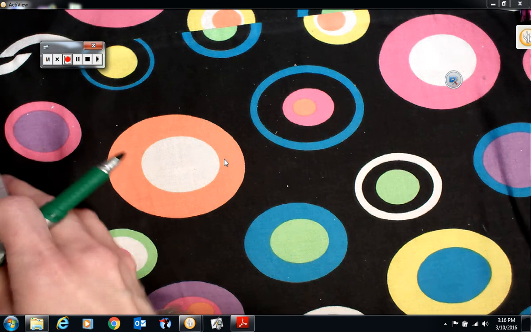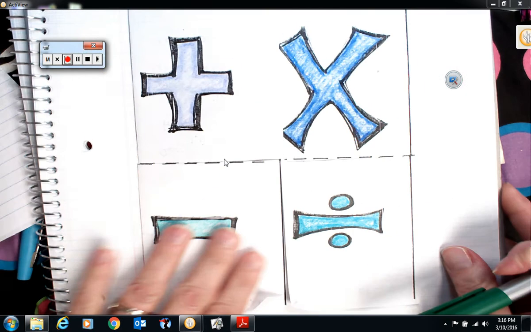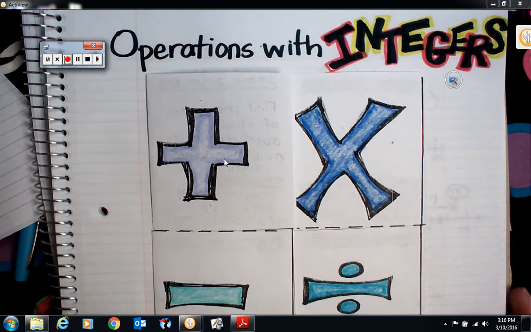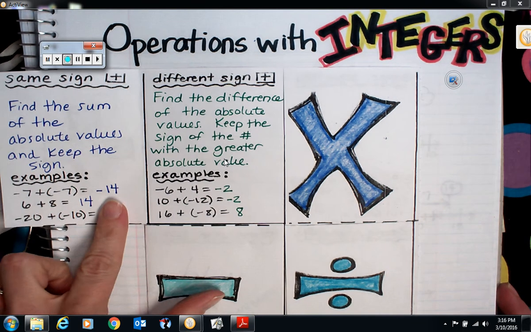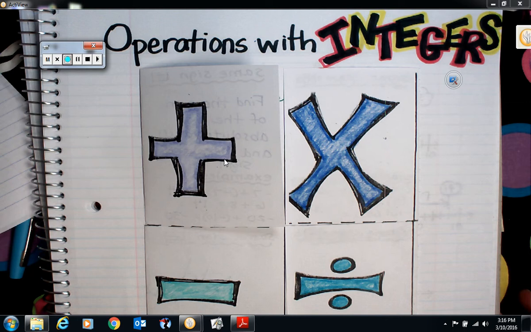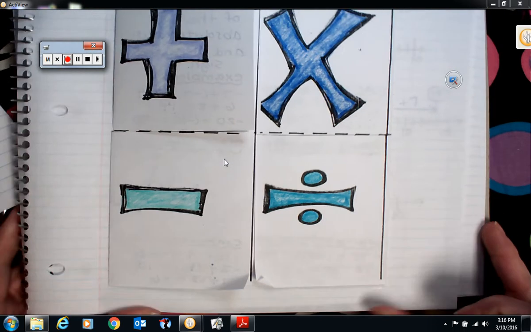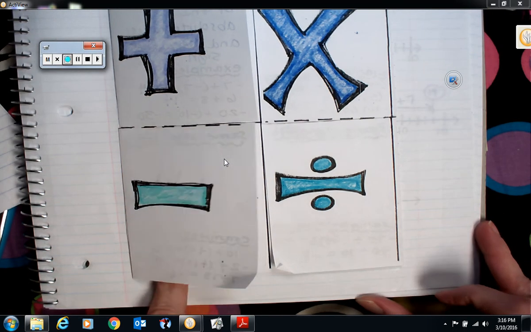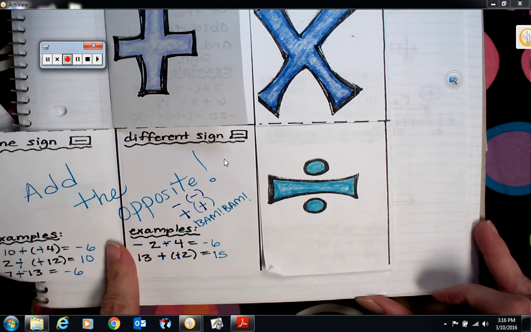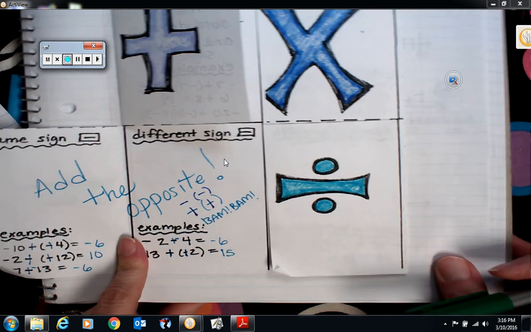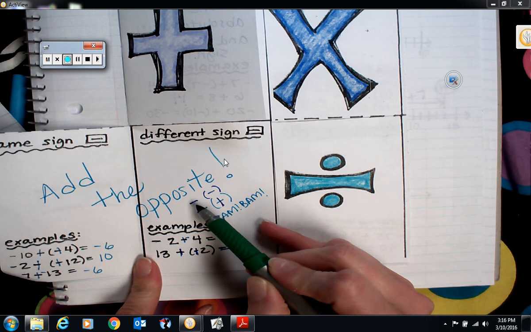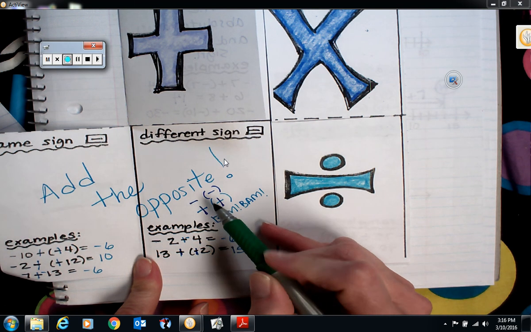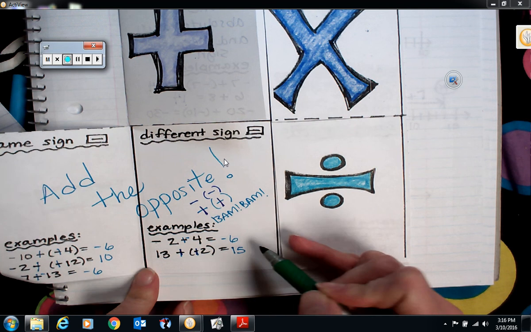All right, lastly, we want to look at our foldable for our operations with integers entry into our notebook. We've already filled out the plus, the rules for adding, so now we want to fill out the rule for subtracting. There's only one rule for subtracting, so all the way across the subtracting flap, you can write add the opposite. And remember, when there's 2 negative signs right next to each other, bam, bam, they turn into plus. That's it.